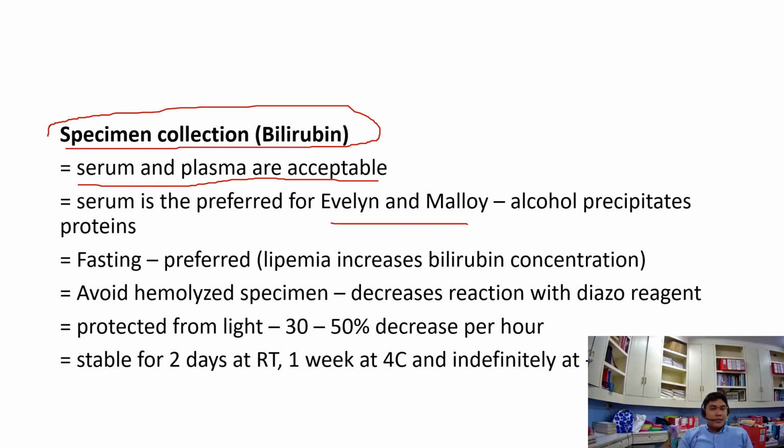Okay, the next is regarding fasting. Fasting sample is the preferred specimen because lipemia increases bilirubin concentration. So regarding lipemic sample, the usual cause of lipemic sample is the presence of chylomicrons, which carry triglyceride, exogenous triglyceride. Now, characteristic of chylomicrons, it is usually cleared from your plasma 6 to 9 hours postprandial, or 6 to 9 hours after eating.